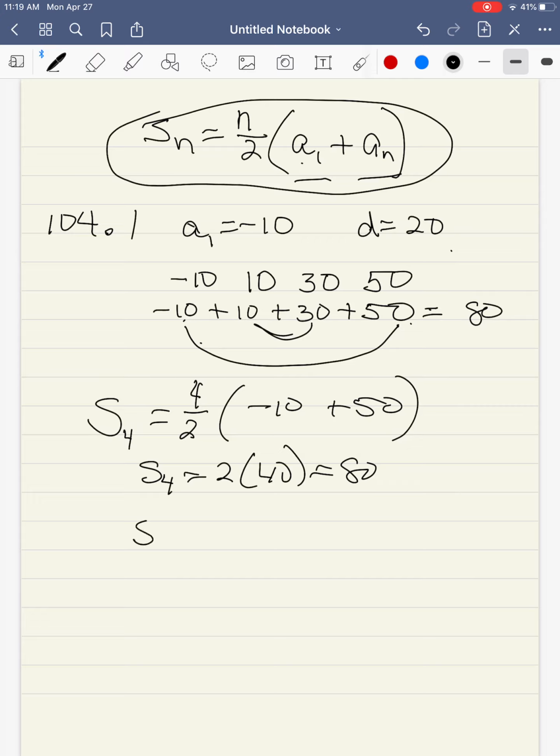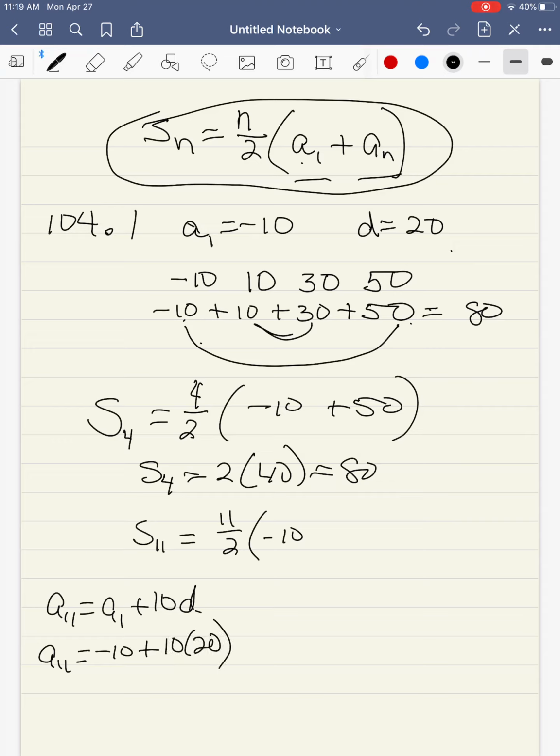So the first 11 will be S sub 11 equals 11 over 2 times, well, we need to know the first term is negative 10, that doesn't change, but we need to know the 11th term. So remember, the 11th term is a1 plus 10 times d. So a11 will be negative 10 plus 10 times 20. So that's 200 minus 10, so the 11th term is 190. That's what goes right here.